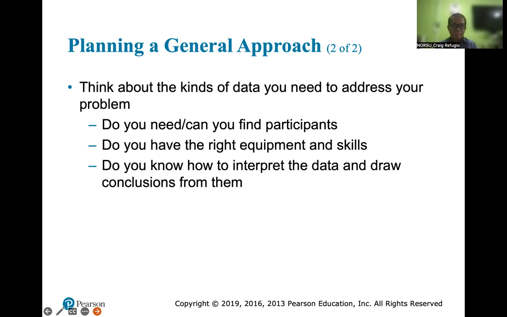And then the necessary skills. Do you have the skills in pursuing that kind of research? Do you know how to interpret the data and draw conclusions from them? So the interpretation of the data needs statistical skills. So you must have a background in statistics, both descriptive statistics and inferential statistics, because without those, you could not actually draw the appropriate conclusions. And even if that is qualitative data, you must have the knowledge on how to interpret qualitative data. So with a mixed research design.